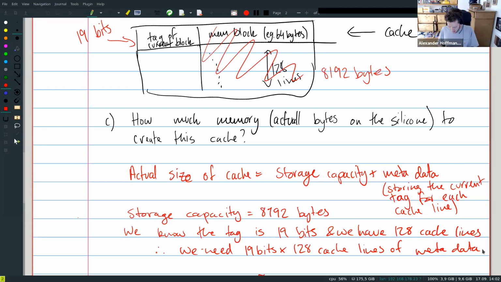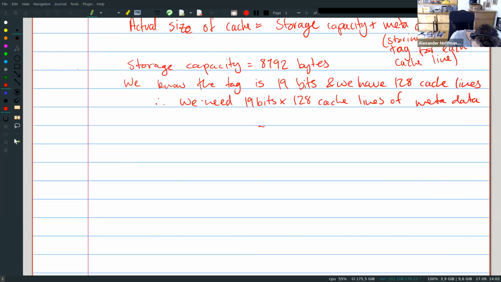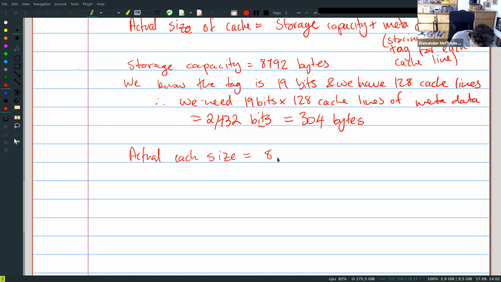So we need 19 times 128, which is 2,432 bits. If we divide this by 8, we get 304 bytes of metadata. So our actual cache size equals 8,192 plus 304 bytes.